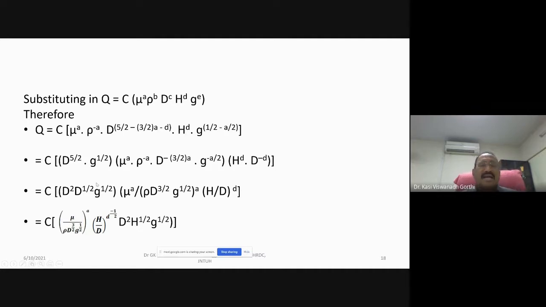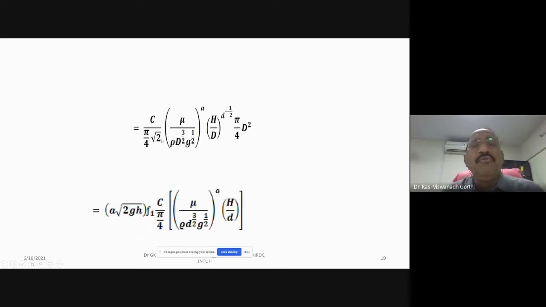So for the sake of convenience, for the sake of getting this in a very known form, what can be done here is that d to the power 2, d to the power half, and g to the power half are there. What is done here is multiply with h to the power half and divide with h to the power half. Accordingly, we will be getting in a very known form. Similarly, multiply and divide with pi by 4 into root 2. Pi by 4 is taken here.